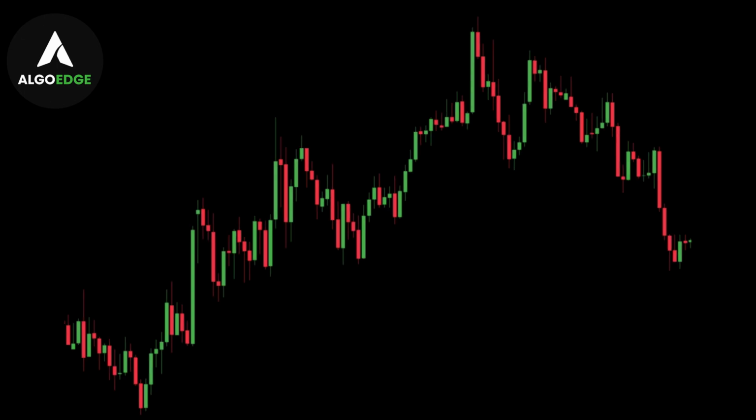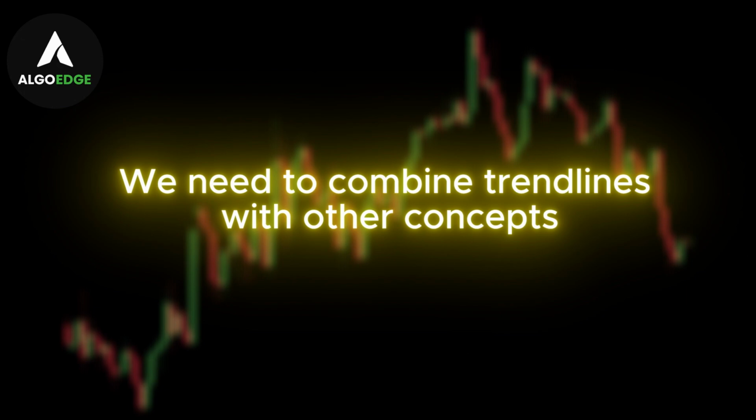That's why we need to combine trend lines with other concepts, such as price action, to significantly increase the probability of success. In other words, a trend line should be treated as a clue, not a trading signal by itself. The real edge comes from combining trend lines with price action confirmation and proper risk management. We'll cover all of that later in the lesson.